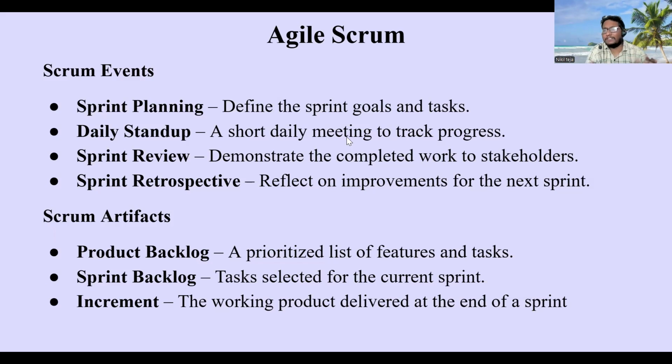There is a slight difference between user stories and features. We will be discussing it when we learn about user stories. So the sprint backlog is the set of user stories or tasks that need to be completed in the current sprint. An increment is nothing but the working product delivered at the end of the sprint. As simple as that.